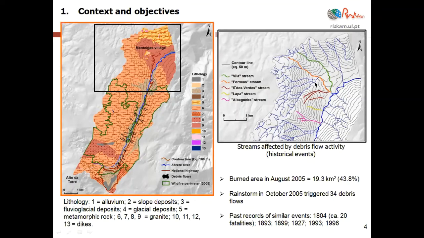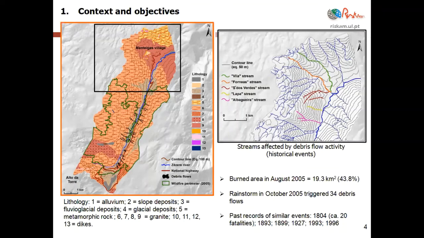One of the latest debris flow events, which happened before the one in 2005, was reported in 1993 and took place in an area affected by a wildfire 2 years before. Fortunately, no casualties were documented, although a touristic facility was severely affected by the impact and the deposition of debris, and this caused very high material losses. And this one happened in the stream marked in pink. All these remaining streams shown in this figure were also affected by debris flow activity in the past.